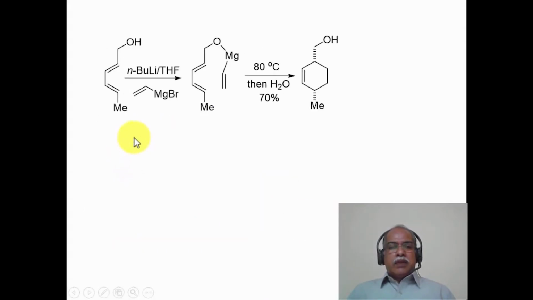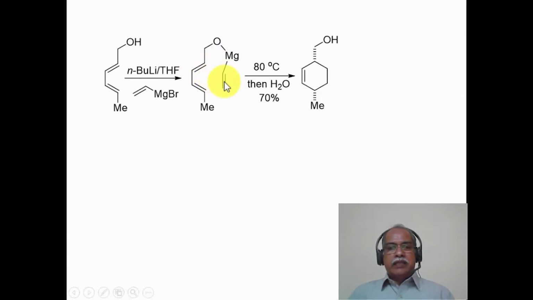Here is an interesting example. The alcohol is first treated with butyl lithium to get the corresponding lithium salt, and then it is treated with vinyl magnesium bromide. The intention here is to exchange the lithium with the magnesium such that the vinyl magnesium bromide gets attached to the alcoholate, forming the magnesium alcoholate, such that it brings the diene and the dienophile close together.